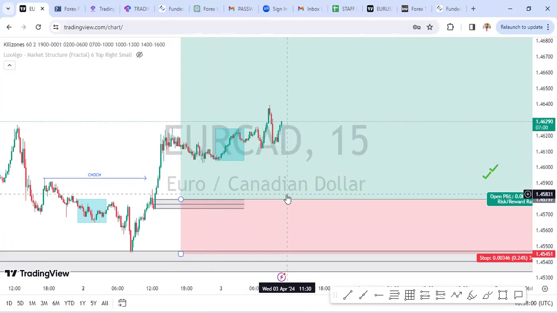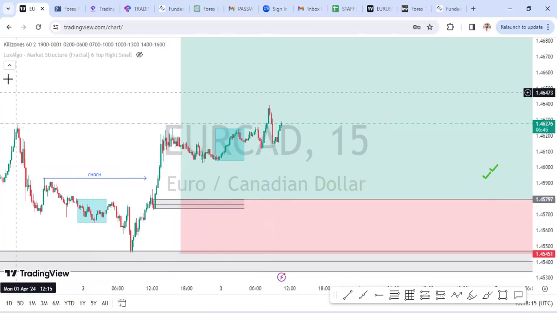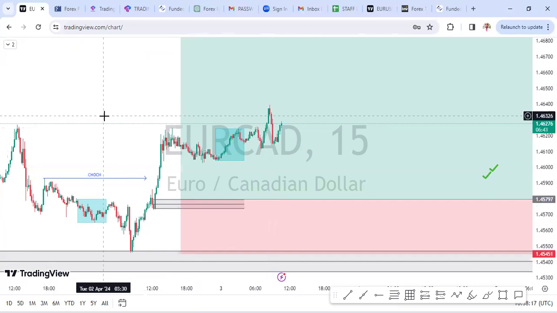So I still hope price will take me. I don't know, it may not be today, it may not be tomorrow, but definitely price is coming back here to pick me for second entry. So I have this as a pending order, the trade I am watching, pending order.